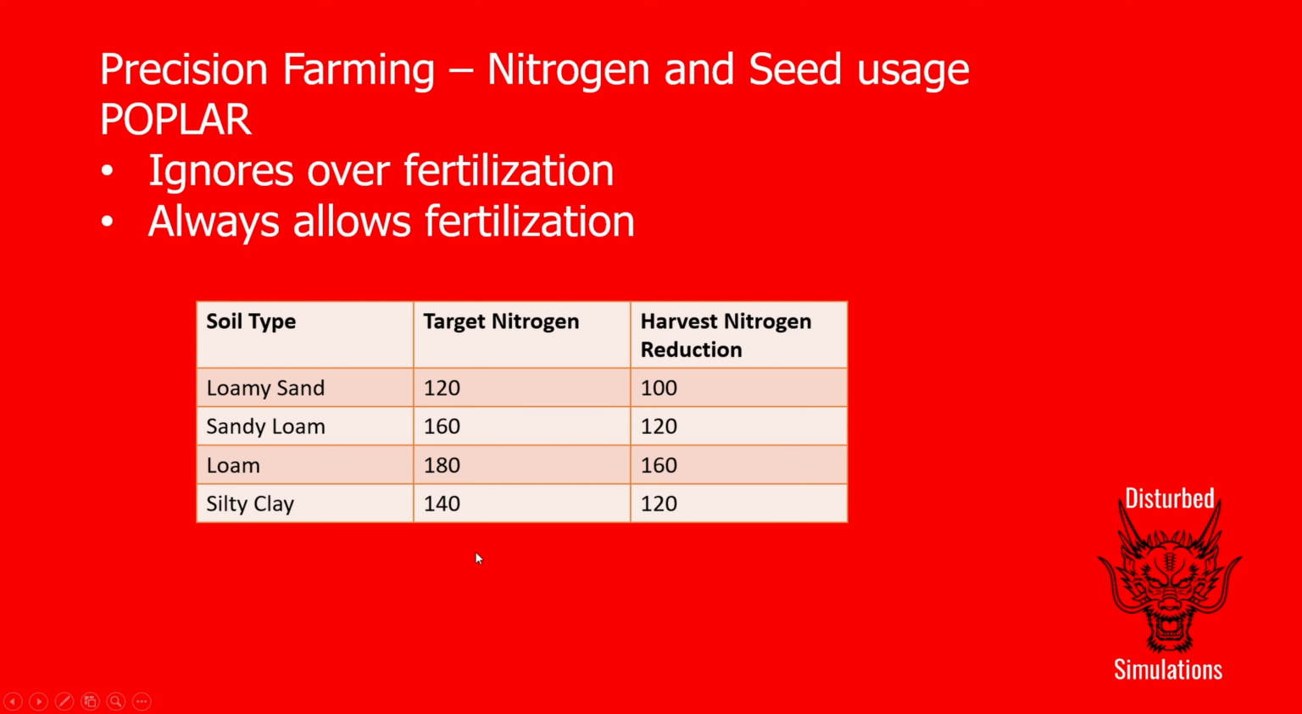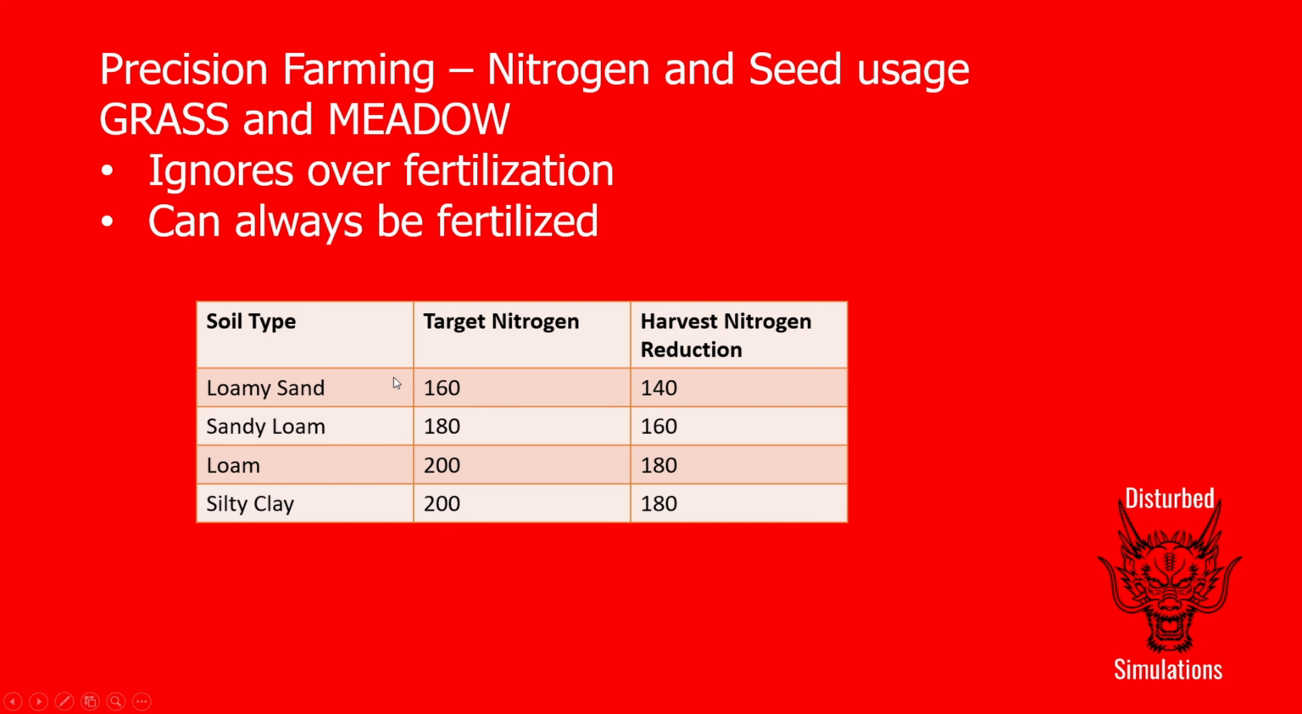Poplar, another one that ignores over fertilization and can always be fertilized. It does require quite a lot and takes most of that out when you harvest it. Fixed seeding rate as well for poplar. Makes sense, you're planting little trees.